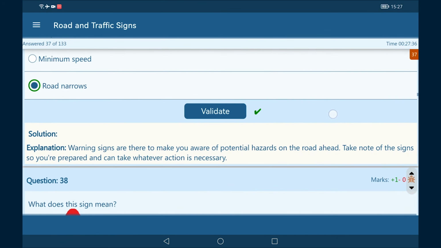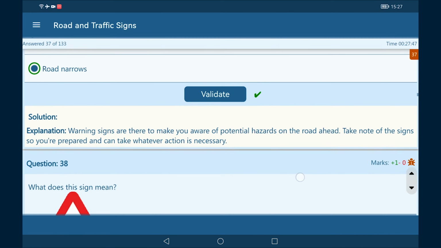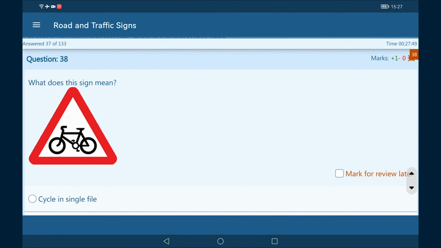Explanation. Warning signs are there to make you aware of potential hazards on the road ahead. Take note of the signs so you're prepared and can take whatever action is necessary. Question 38. What does this sign mean?